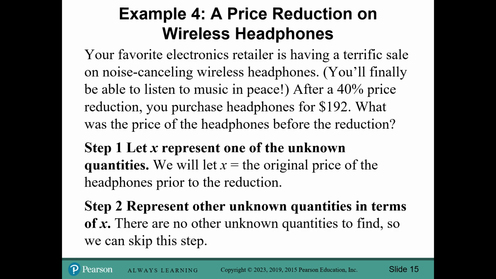Step 1, we're going to let X represent one of the unknown quantities. We will let X equal the original price of the headphones prior to the reduction. Step 2, we're going to let other unknown quantities be represented in terms of X. Right now, we don't have any other unknown quantities. The only unknown quantity we have is what the price was originally, because they didn't tell us, so we're going to find it out.